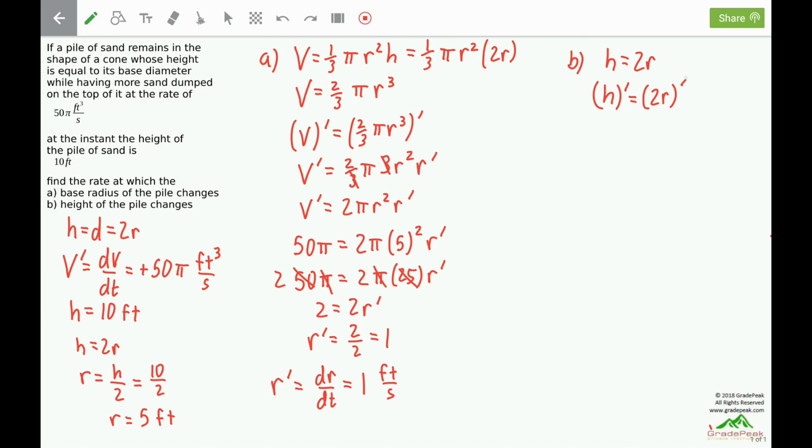The derivative of h is 1 h prime. The derivative of 2r is 2 r prime. We can now plug numbers into this. We are looking for h prime, and r prime we just found to be a 1. 2 times 1 is a 2. Therefore, h prime, or dh dt, is coming out to 2. Units of height, also measured in feet per time, measured in seconds, 2 feet per second.